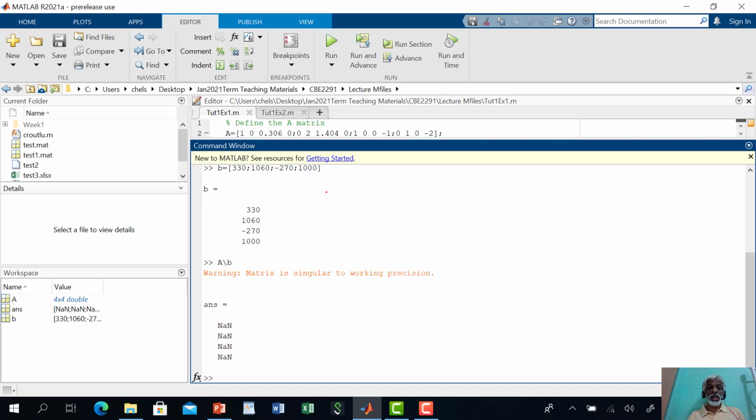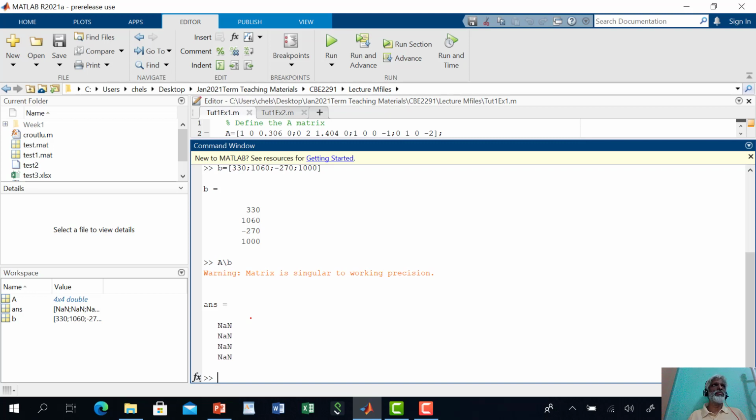Oh, I get the answers to be not a number. It says not a number for all of x1, x2, x3, and x4. So the entire x vector is denoted as not a number, NaN. And MATLAB gives me a warning, as you can see. It says matrix is singular to working precision.